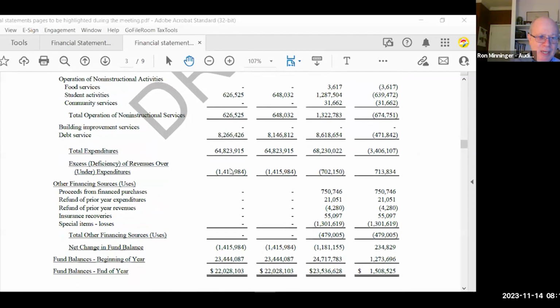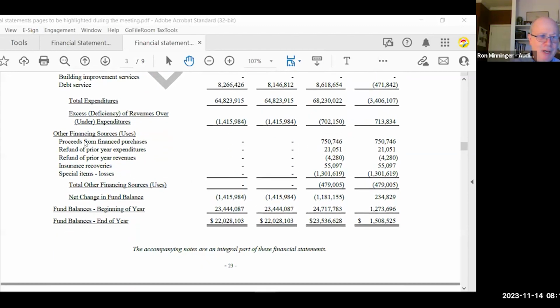Now there is a new line item in these financial statements under other financing sources. We have special items losses. Now that $1.3 million is a write-off of receivables due from resident districts. And that is money that the district is owed back for paying Carson Valley the money that they are due. Now that transaction is supposed to be a wash. The district pays Carson Valley and then recoups the cost of those payments through the resident districts, the largest being the city of Philadelphia.